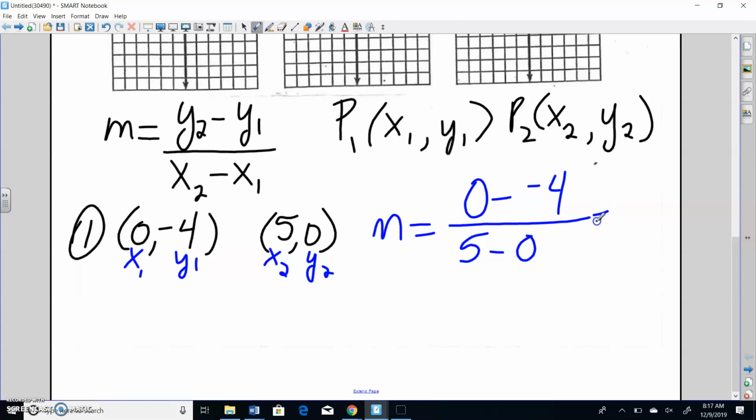And simplifying now, 0 minus a -4, the minuses cancel each other out. Subtracting a negative is the same as adding the positive. So in our numerator we get 4. 5 minus 0 is 5. That's 4/5. Is that what we got on the first one above, graphing? Yes, it is.